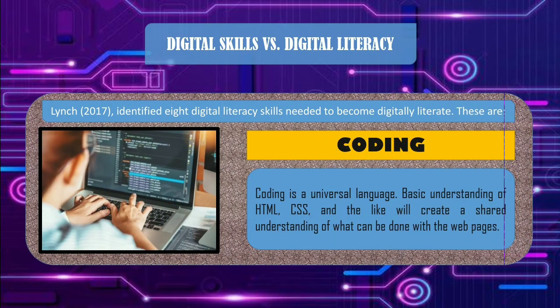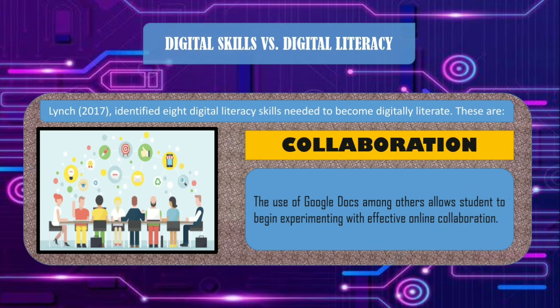According to Link's 2017, he identified 8 digital literacy skills needed to become digitally literate. Well, we have coding. Coding is a universal language. Basic understanding of HTML, CSS, and the like will create a shared understanding of what can be done with web pages. We have collaboration. The use of Google Docs or Google Documents, among others, allows students to begin experimenting with effective online collaboration.